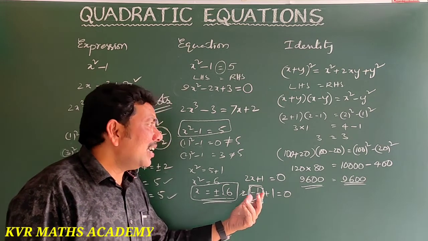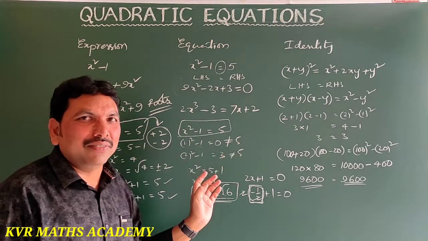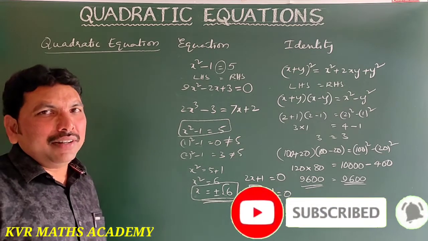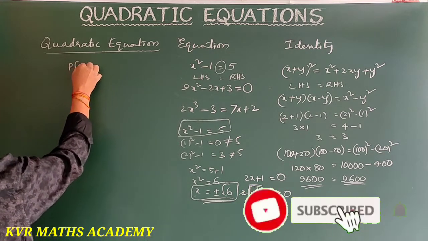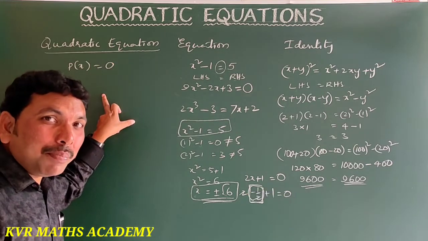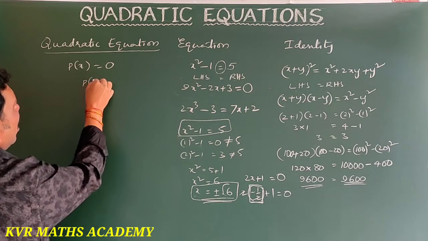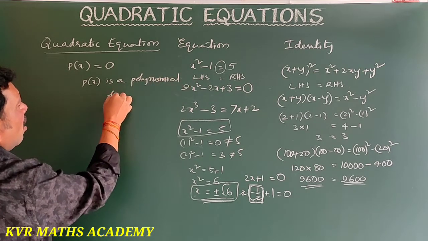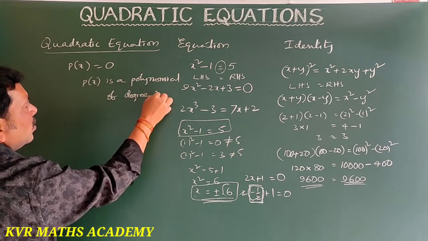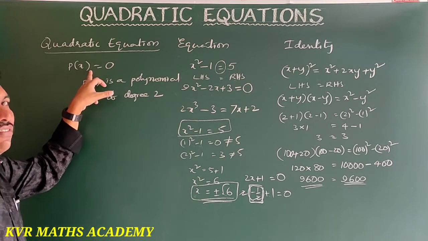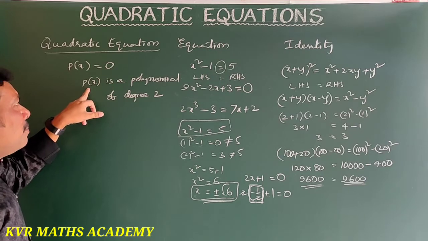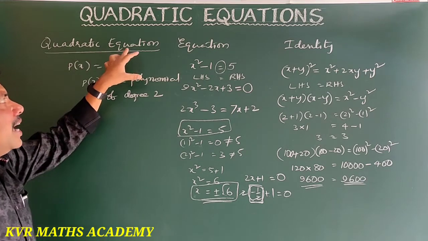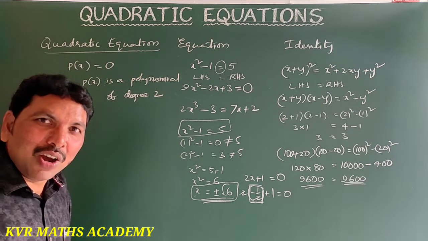Understood clearly? Yes. Now, I will explain quadratic equation. What is a quadratic equation? Let us see. Any equation of the form P of x is equal to 0, where P of x is a polynomial of degree 2, is called a quadratic equation.